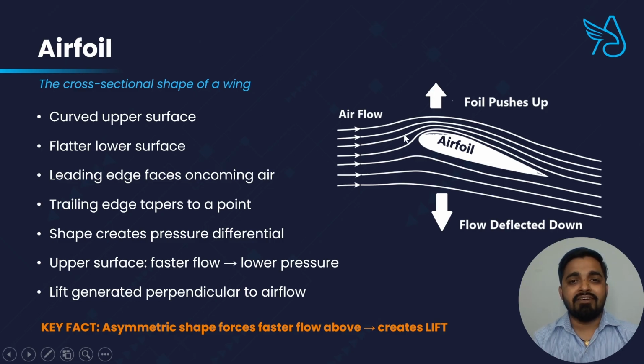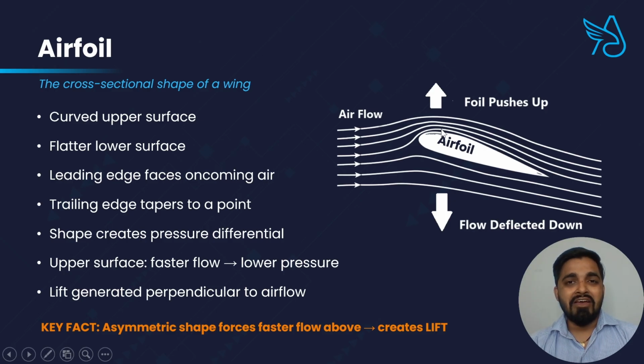When the air reaches the wing, it gets split. Some air goes over the top of the wing and some air goes under the bottom. As the top surface of the airfoil is longer and curved, the airflow going over the top has to move faster to keep up.